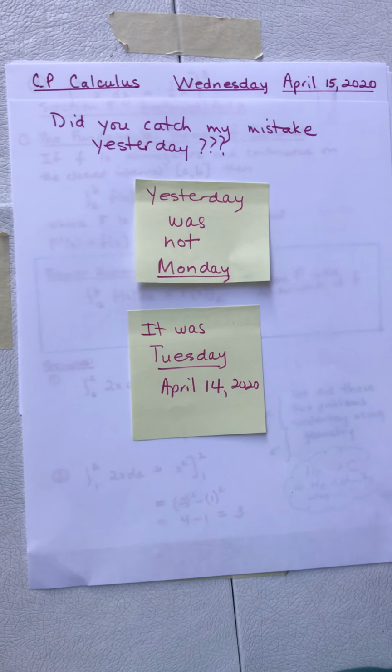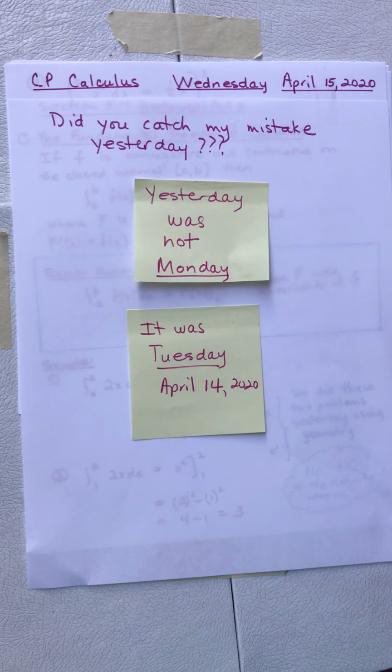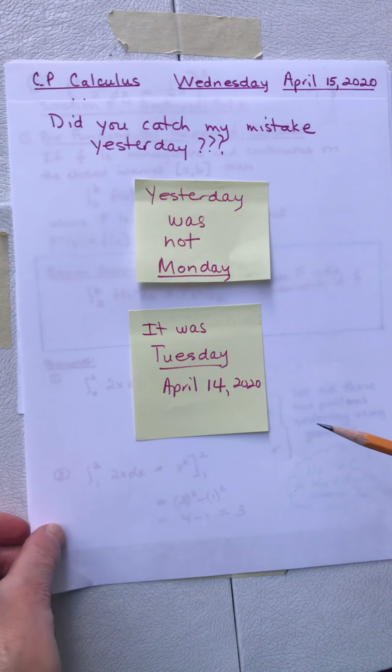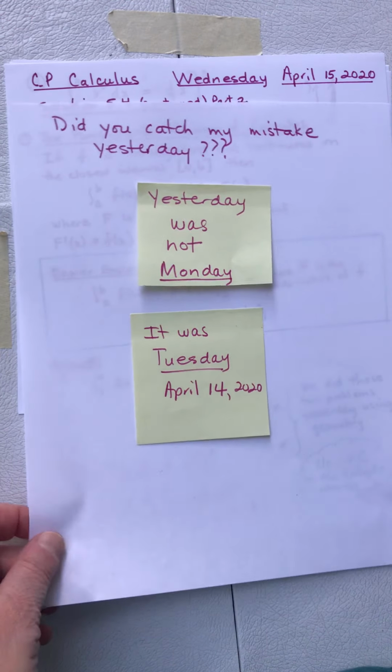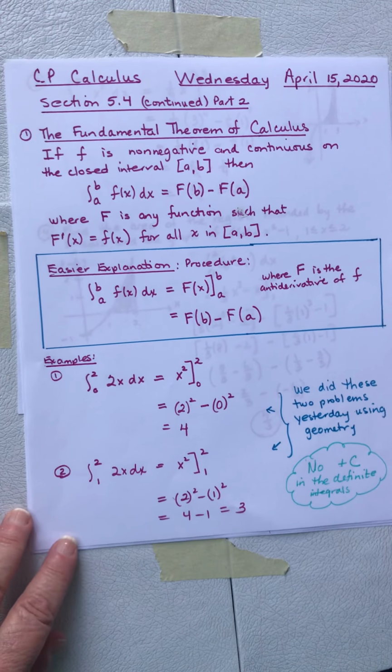Today is Wednesday, April 15th. And did you catch yesterday my mistake? I didn't know what day it was. Yesterday, I labeled my notes as Monday, but yesterday was Tuesday. So I wanted to correct that. I'm on the right day today. Today is Wednesday. Okay, I know some of you caught that. Too much vacation for me, I think.